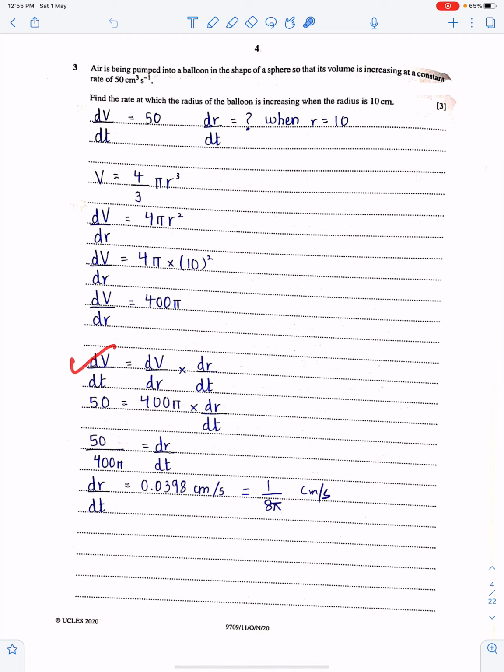Now we have dV upon dt, we have dV upon dr, and we need dr upon dt. So this is 50, this is 400 pi. So we can easily get dr upon dt, which is 1 upon 8 pi or 0.0398. This is the exact answer, and this is the answer up to 3 significant figures.